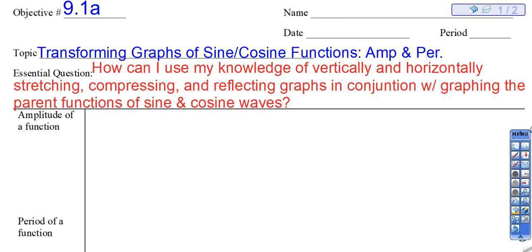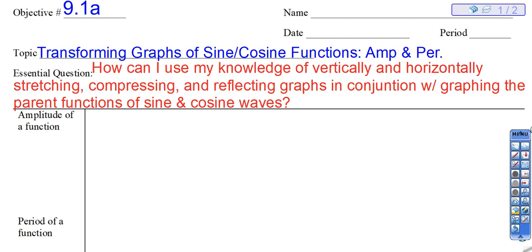Okay, so today is objective 9.1a, and the skill we are practicing is transforming graphs of sine and cosine functions with a focus on amplitude and period. So we'll be defining those things.